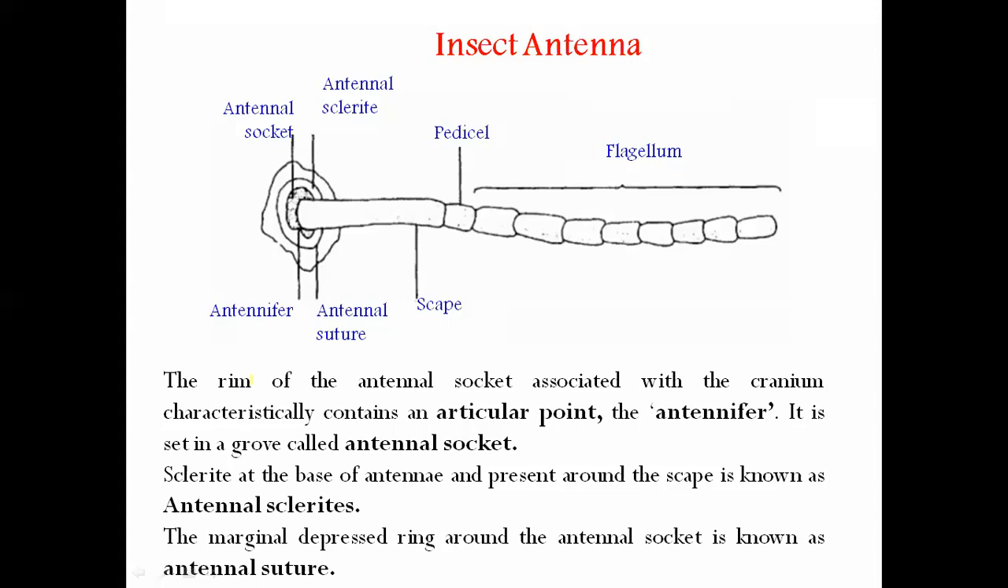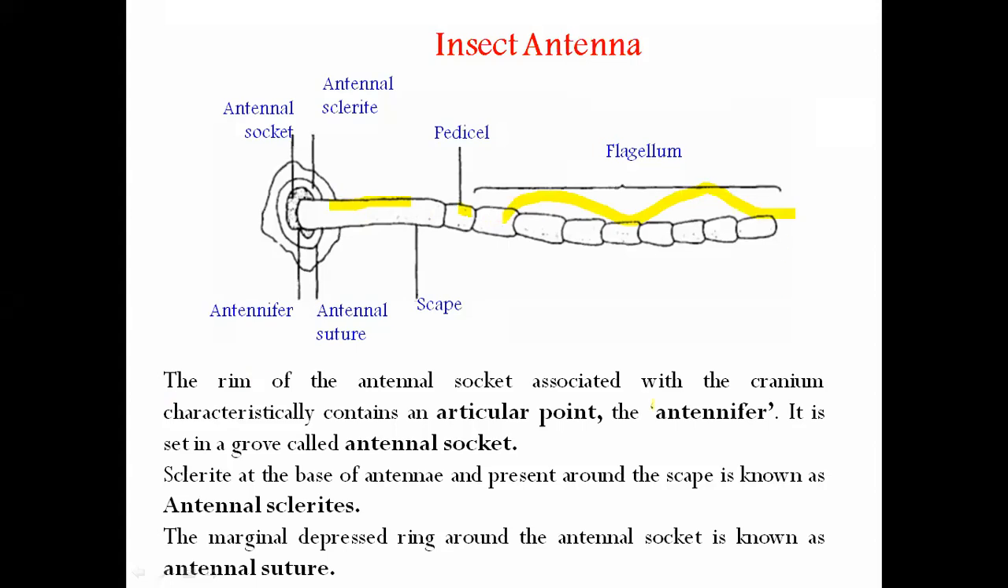Okay, so what is an antenna? It is one pair on the insect head, and it is highly mobile. It is also segmented. Look at this picture. It is segmented. This is one, then second, then the remaining. Isn't it? These are all segmented.